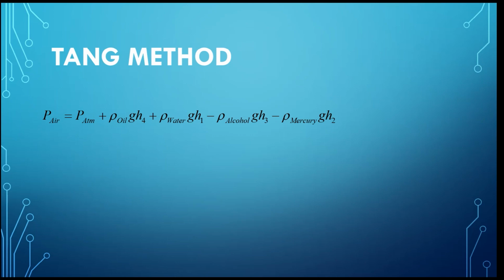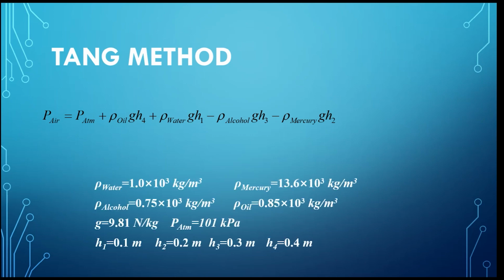We then plug in the numbers that we measured before. The density of water is 1.0 times 10 to the third kilograms per cubic meter. The density of mercury is 13.6 times 10 to the third kilograms per cubic meter. The density of alcohol is 0.75 times 10 to the third kilograms per cubic meter. And the density of oil is 0.85 times 10 to the third kilograms per cubic meter. The gravitational acceleration is 9.81 Newton per kilogram. The atmosphere pressure is 101 kilopascal.